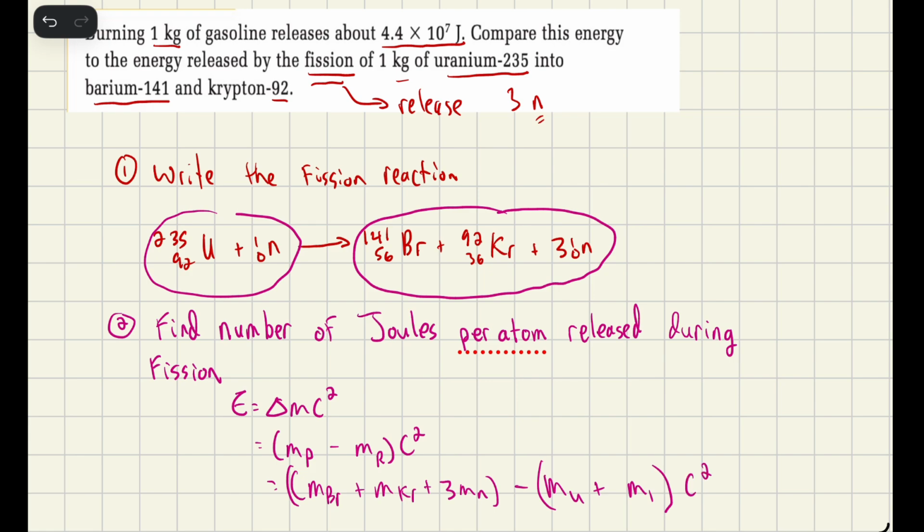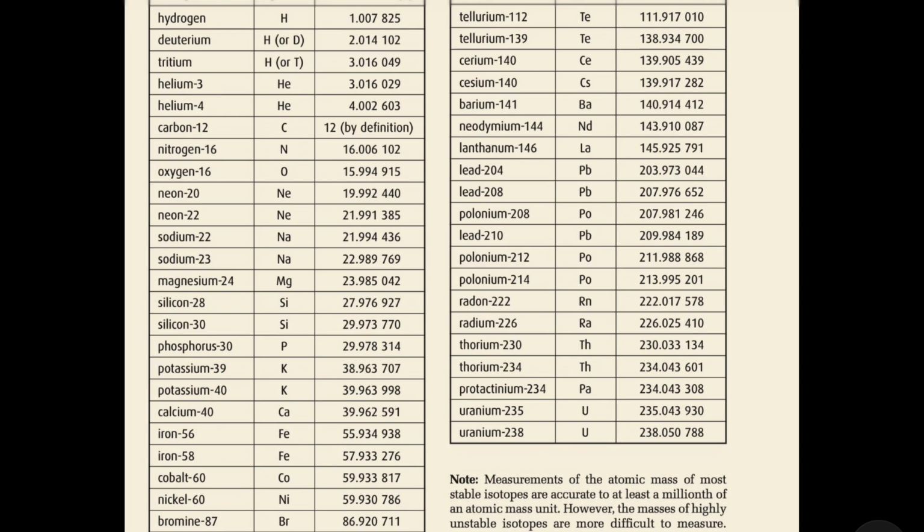Let's go ahead and plug those numbers in, but I'm going to show you first where we get these atomic masses. Just like in previous videos, we're going to use this table that has the atomic mass of selected isotopes. We're going to use this mass for the krypton, this mass for the uranium, and for the barium-141, here we go. And then, of course, we're going to use the standard mass for your neutron.